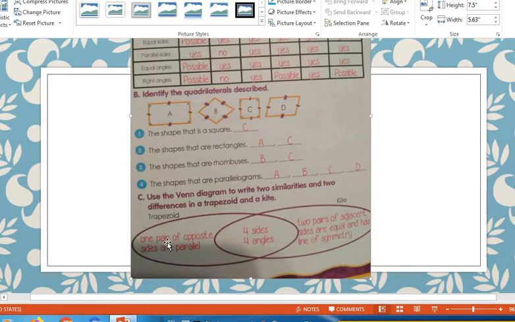Here I have the common characteristics: both have 4 sides and 4 angles. And the kite has 2 pairs of adjacent sides that are equal and has a line of symmetry.